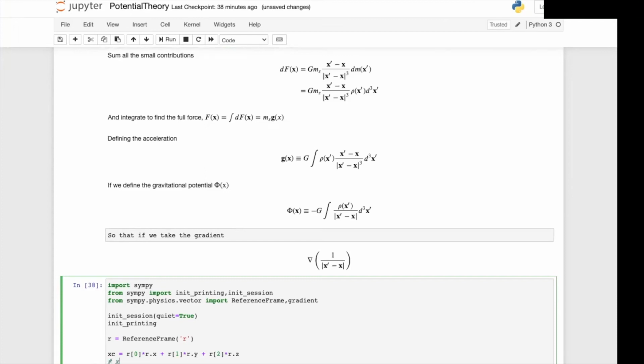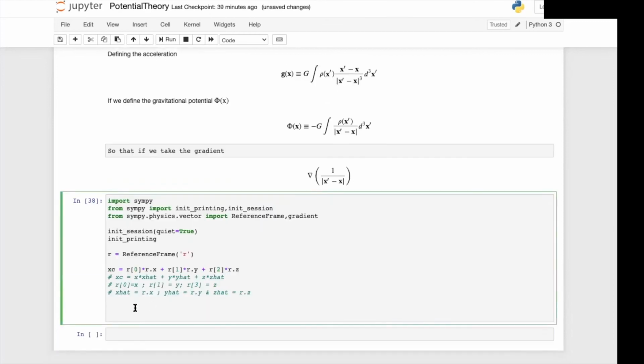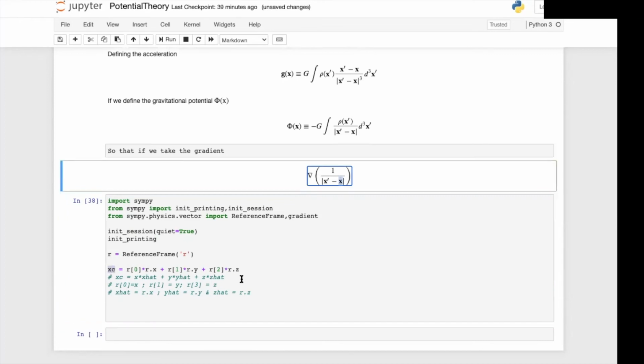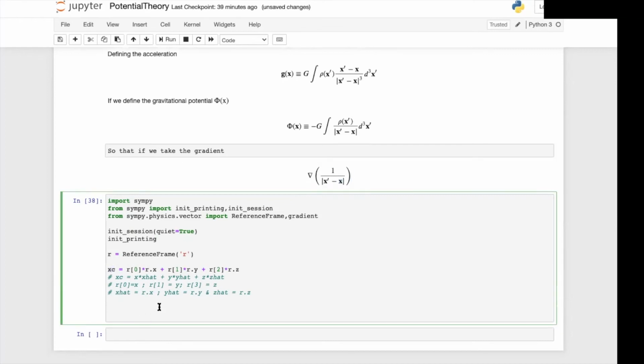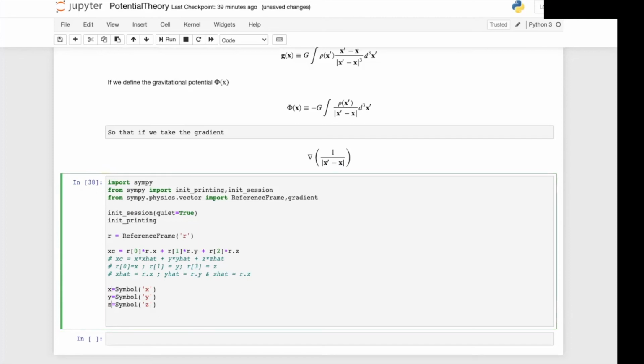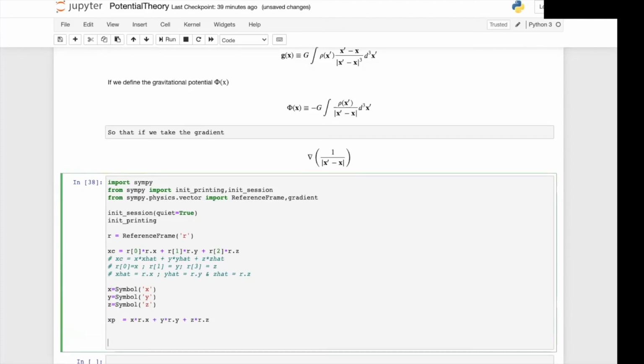So this line here translates into xc equal to x times x hat plus y times y hat plus z times z hat. Okay, so that xc is the little x that goes in here. Let's now define the x prime. The x prime is going to use the same reference system, but we're going to use symbols x, y, and z. And then we can define the x prime. Let's define now the modulus, which is xc minus xp, x minus x prime. This symbol here, the ampersand, means a dot product.